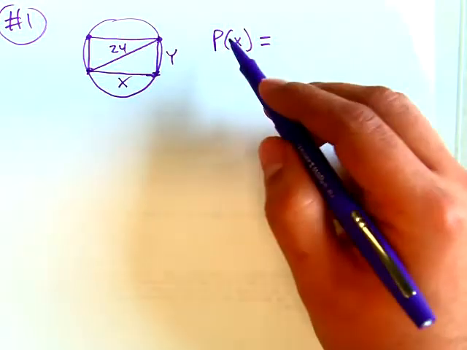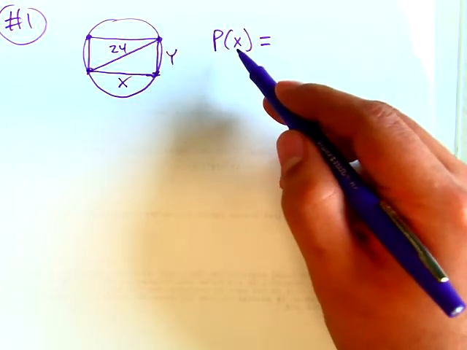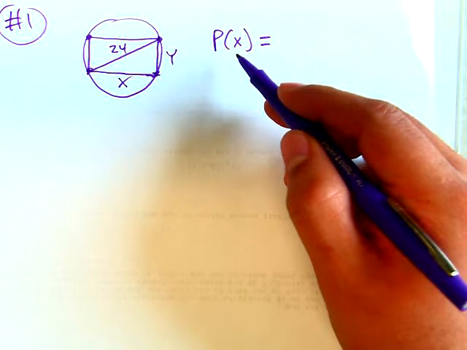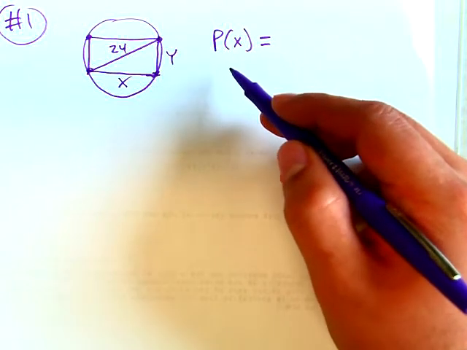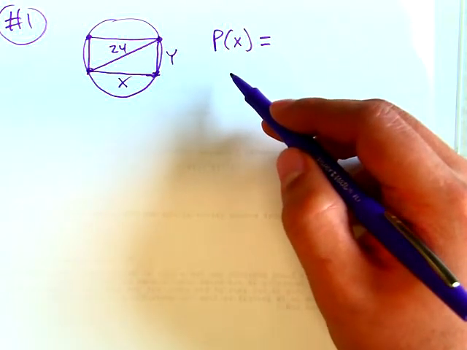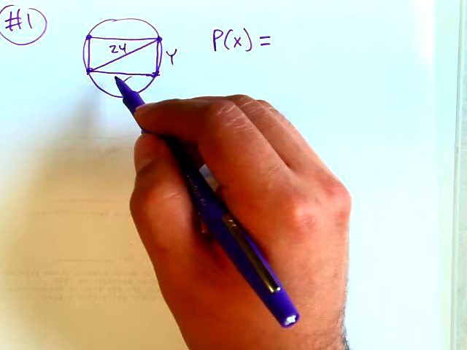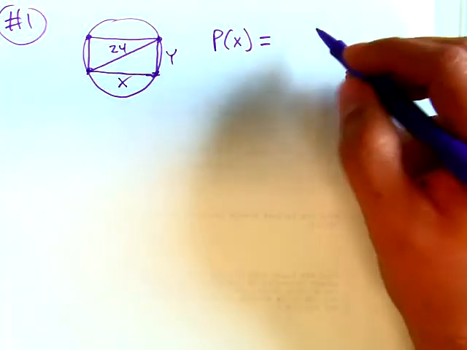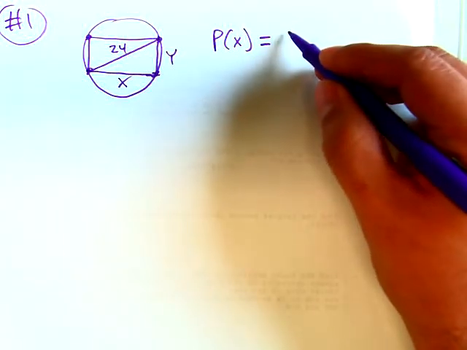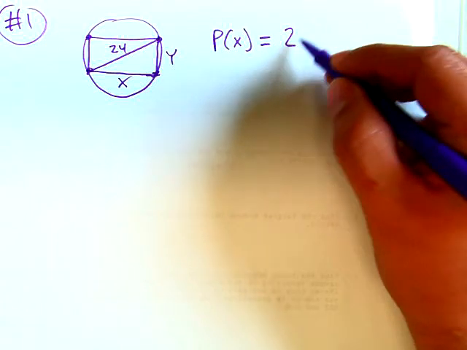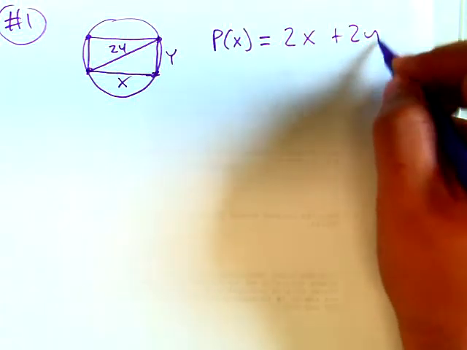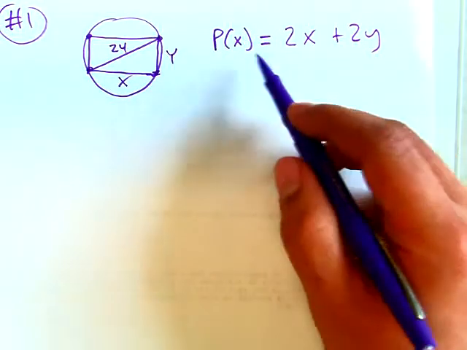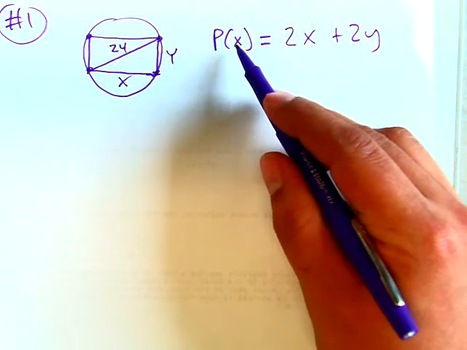So I always like to use function notation because this is going to tell me if there's any problems with my model. P for perimeter. Okay. Currently, if my length is x and my width is y or vice versa, what would the perimeter equation be? 2x plus 2y. Okay.